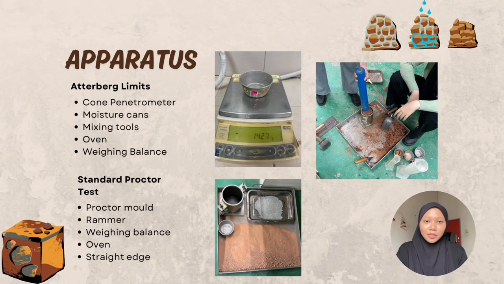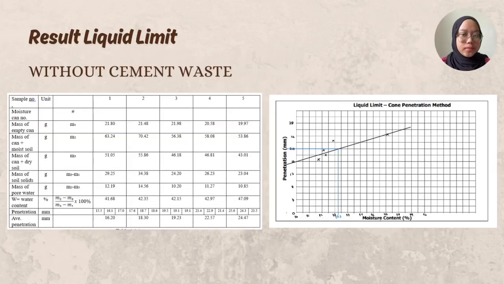These are the main apparatus used in our experiment. For the Atterberg limit test, we used a cone penetrometer, moisture cans, mixing tools, oven and a weighing balance. And for the standard Proctor test, we used a Proctor mold, rammer, weighing balance, oven and a straight edge. These apparatus we used to prepare the soil samples and carry out the test accurately.